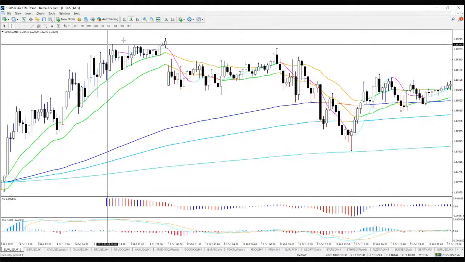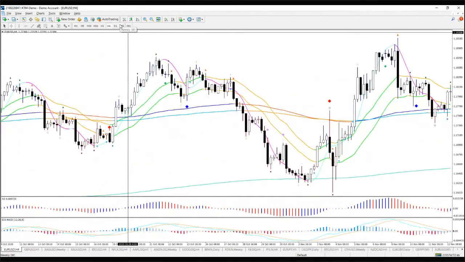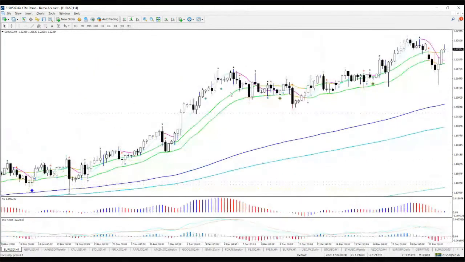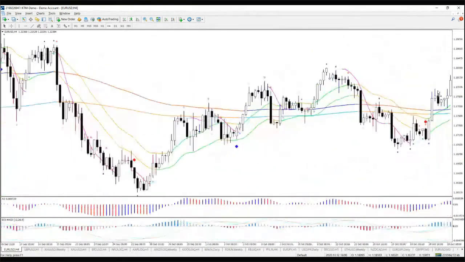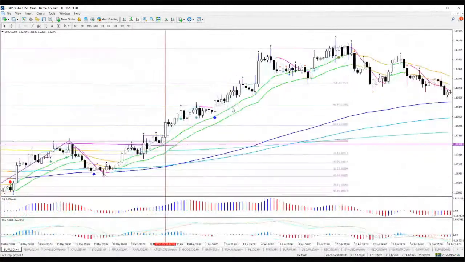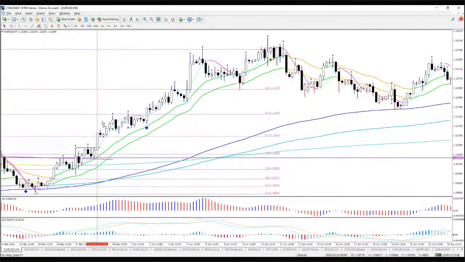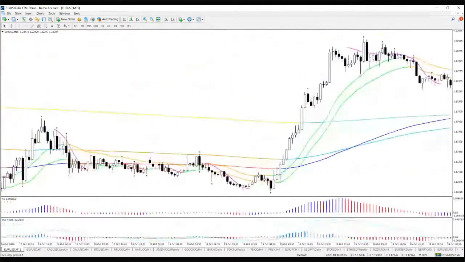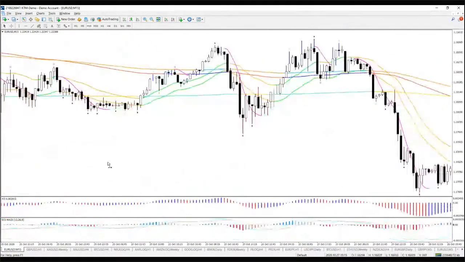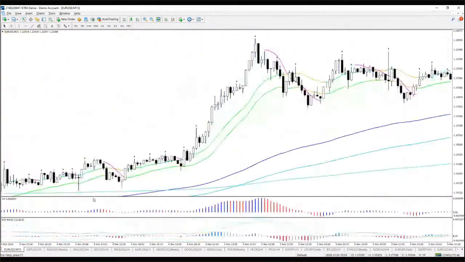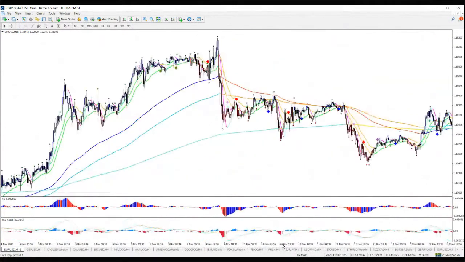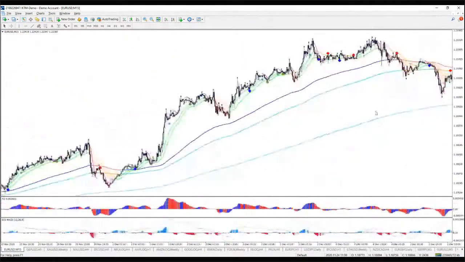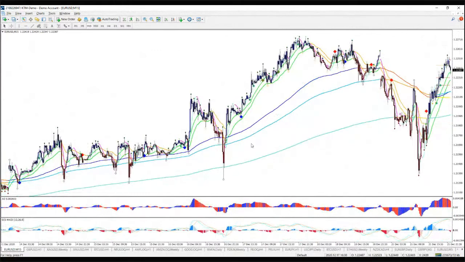So we can even look at lower time frames, like a 15-minute chart, to capture that momentum continuation, basically, right? So we can play around with these time frames to understand what is the best spot.